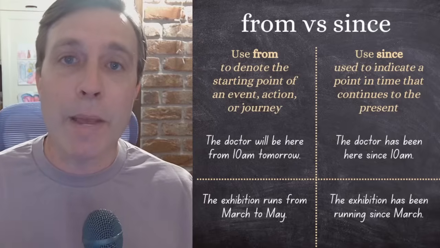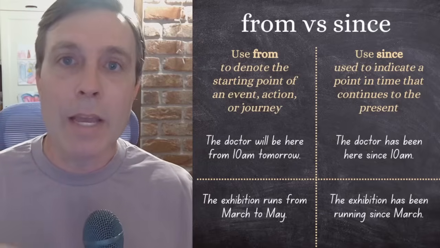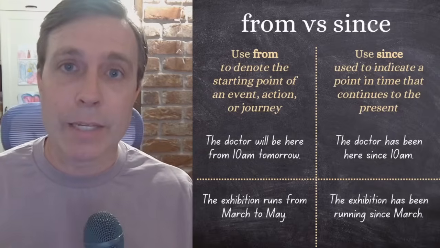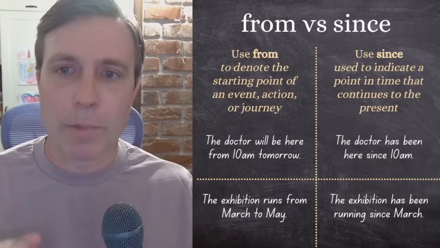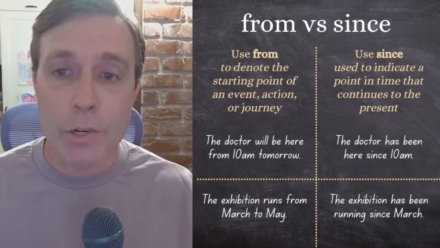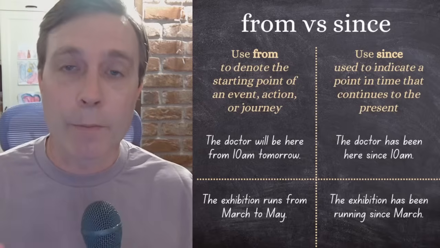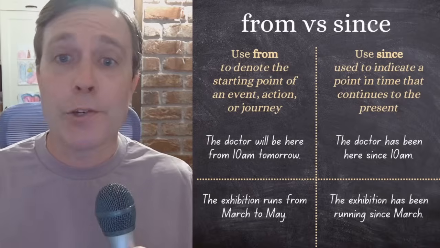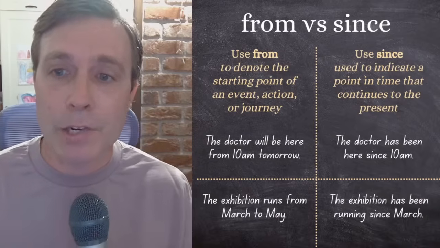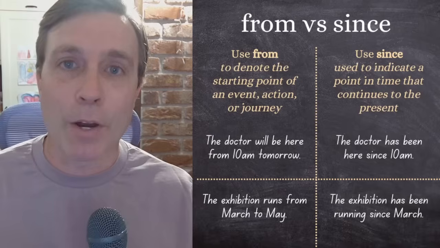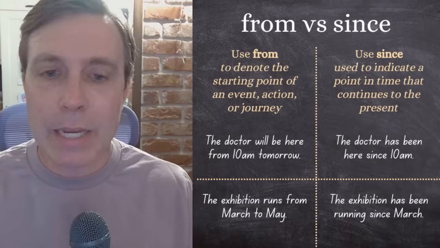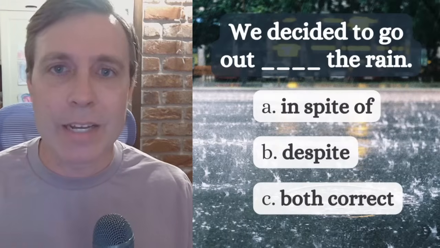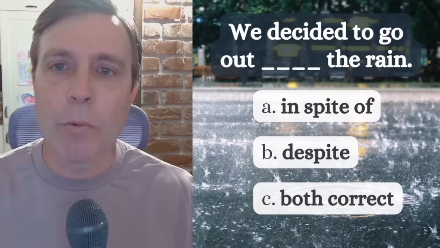Versus the doctor has been here since 10 a.m. In that case, I'm using the present perfect to refer to this point in the past. Or down below, the exhibition runs from March to May. It's running from this month to this month. All right, that is the action, the journey, if you will, versus the exhibition has been running since March, that point in time. Again, I think these words are sometimes confused and when people are having a conversation, a discussion, they just end up using the wrong one.